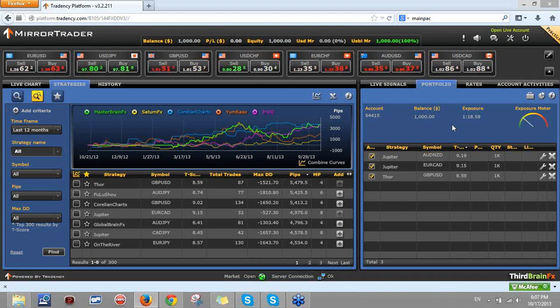This is actually the easiest way to select strategies, and like I already said at the beginning, the main thing that you need to look at is the amount of pips compared to the maximum drawdown. So this was for today, for our topic how to select a strategy inside the ThirdbrainFx premium zone.